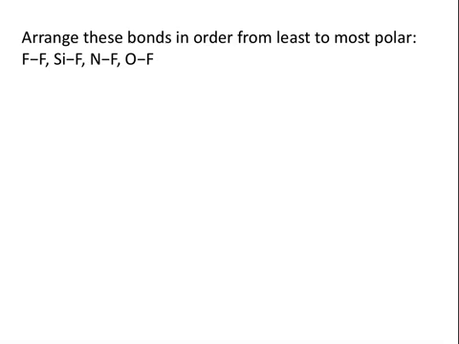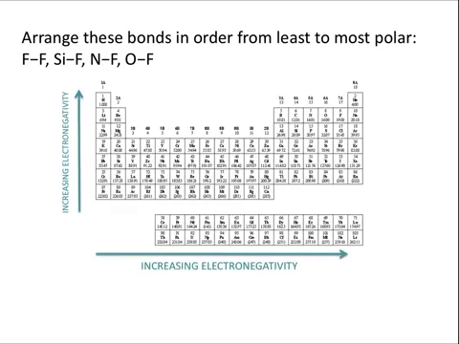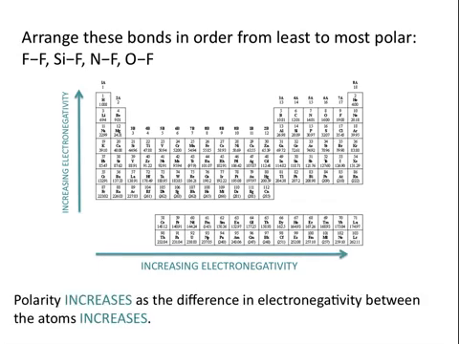Let's look at an example. Arrange these bonds in order from least to most polar: a fluorine-fluorine bond, a silicon-fluorine bond, a nitrogen-fluorine bond, and an oxygen-fluorine bond. Remember that electronegativity increases as you go from left to right across the periodic table and also increases as you go from the bottom to the top of the periodic table. The polarity of a bond increases as the difference in electronegativity between the atoms increases.